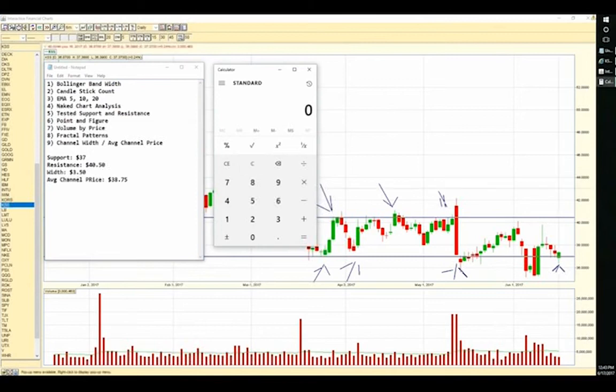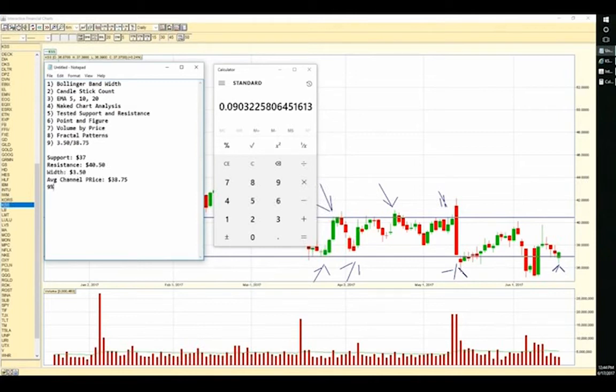Let me stop right there. How many of you with the show of hands see how I got those numbers? So now I'm going to create a ratio of channel width over channel price. So $3.50 divided by $38.75. Got to make sure I'm in the calculator app. And that gives me about 0.09, or if you turn that into a percentage, 9%.